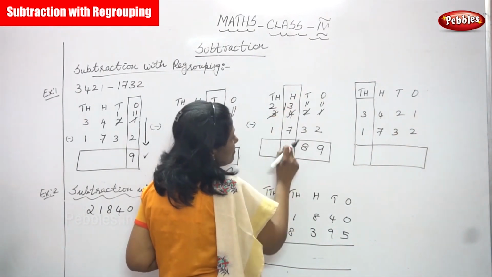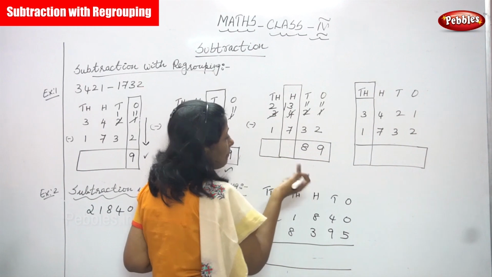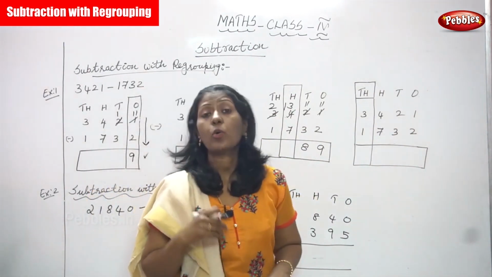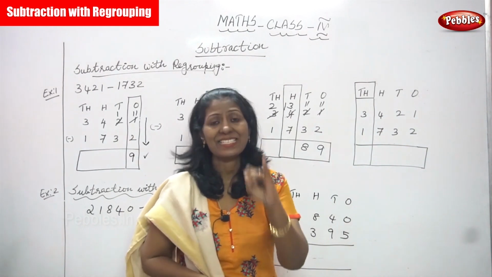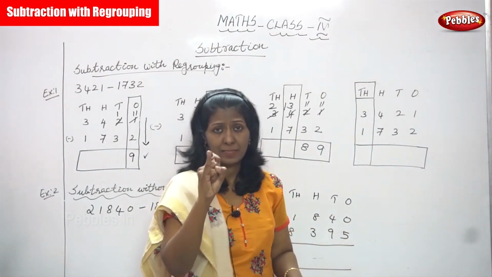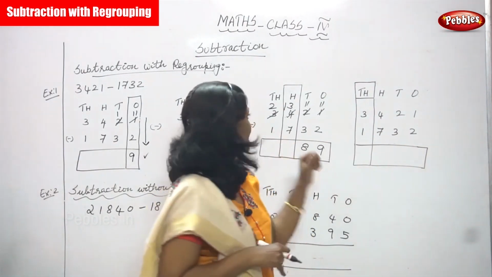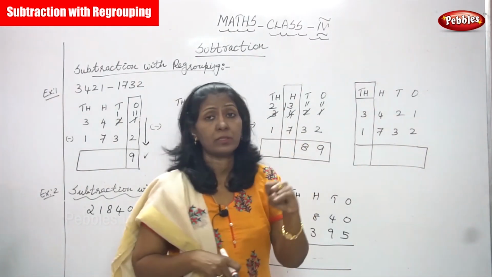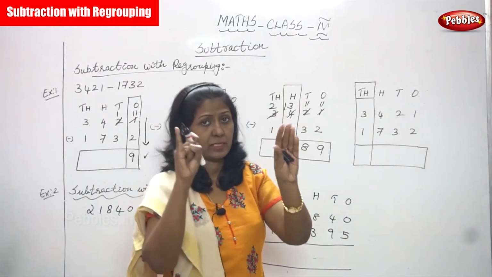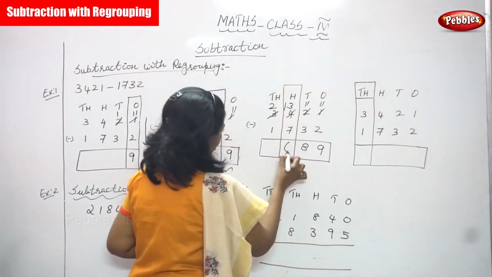So 13 minus 7. You have to start with the backward counting again, after 7 up to 13: 8, 9, 10, 11, 12, 13. So how many numbers? 6. Again I'll tell you, after 7 up to 13: 8, 9, 10, 11, 12, 13. So 6 is coming here. So you have to write 6.